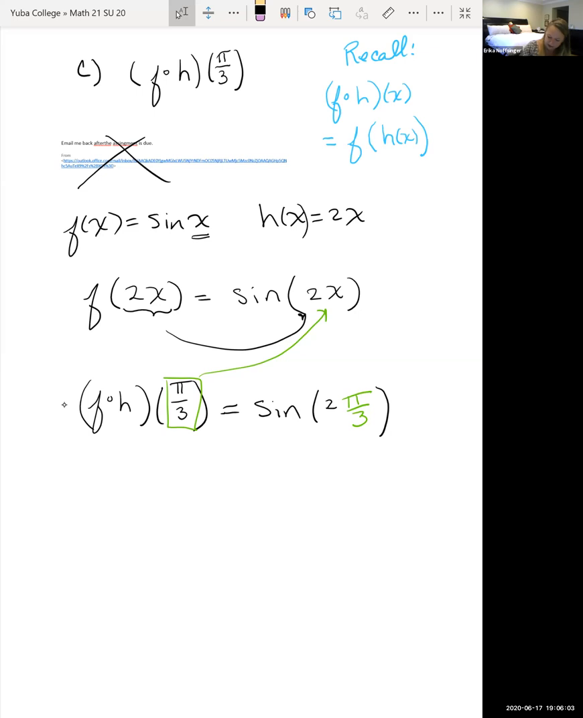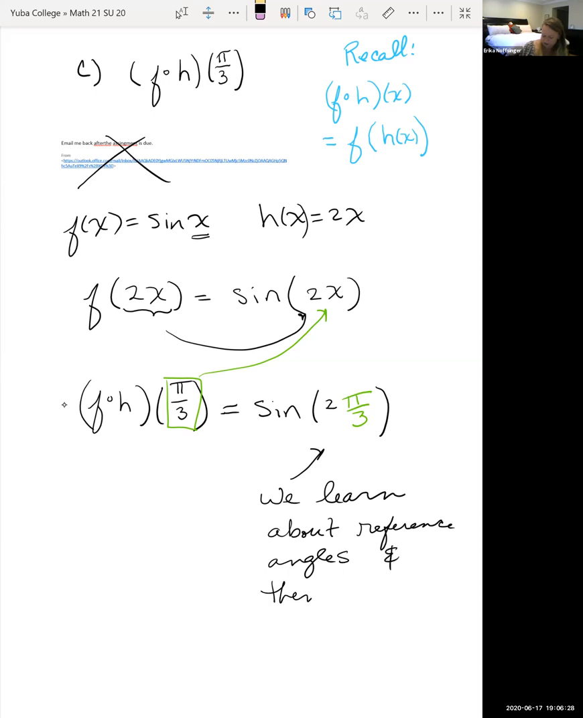So we will learn about reference angles, and then we'll be able to solve this. So sorry about that.